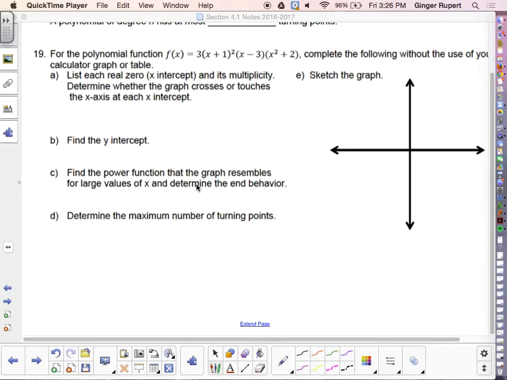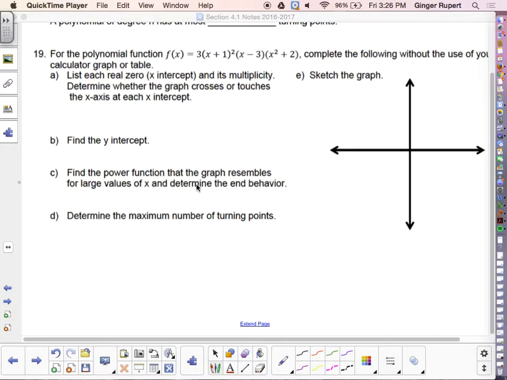Remember, if it is an even power and positive, both hands go up. If it is an even power and negative, both hands go down. If it is an odd power and it's positive, one hand goes up, one hand goes down. Remember, it increases from left to right. If it is an odd power and it is negative, it decreases from left to right.